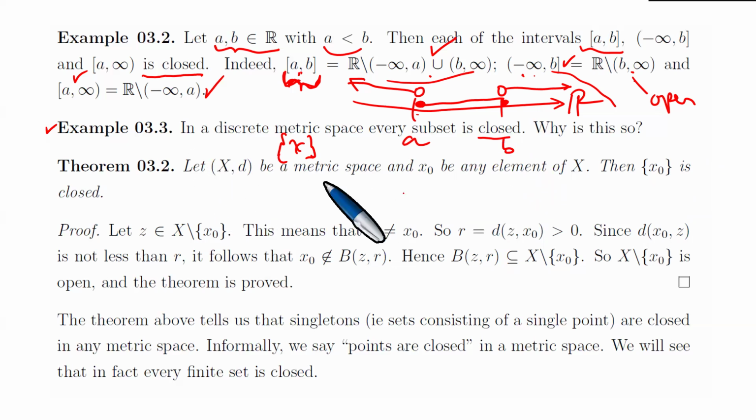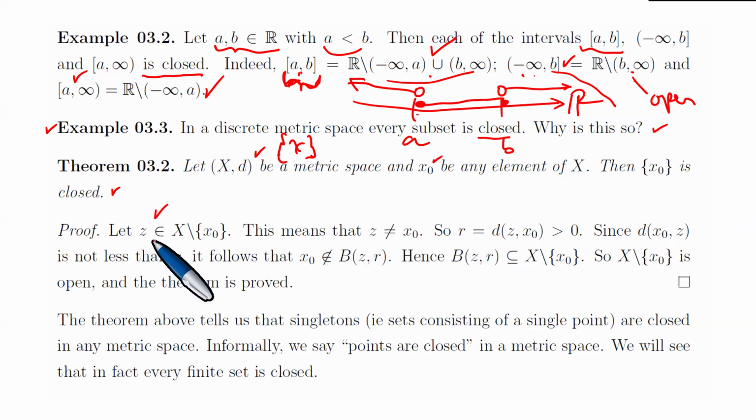Right. So let (X, d) be a metric space and x0 be any element of X. Okay, so we have a metric space and we take a point x0, an element of X. Then {x0} is closed. Very nice result. It's very interesting because we discussed that, not even just in a discrete metric space as stated in the example and the way we looked at last time. So we're proving that a singleton is closed. Let's look at the proof. I'm sure it's very interesting.